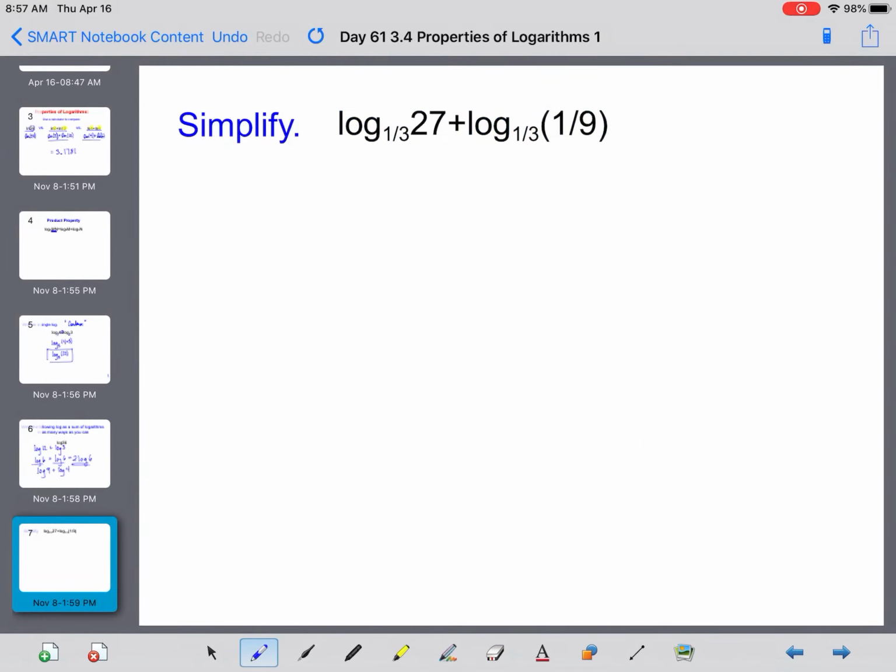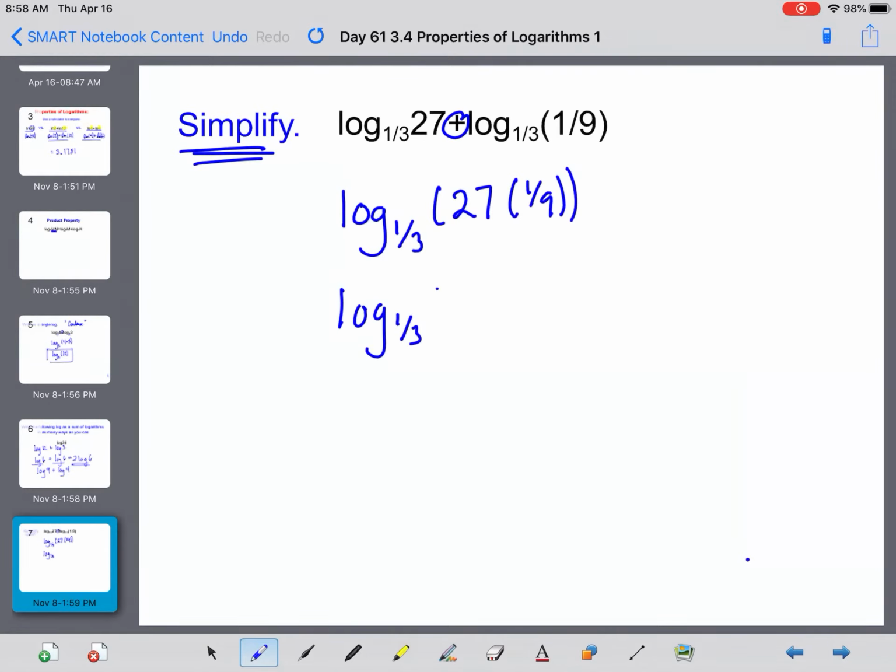All right, let's look at simplifying something that looks a little bit uglier. Log base 1/3 definitely isn't very pleasing to the eye, but let's see what happens when we simplify. Also note the directions say simplify, which means I'm probably going to get a nice numeric answer. So we have log base 1/3, and the plus sign means I take the 27 and multiply it by the other argument in the log, the 1/9. 27 times 1/9 gives me 3, so I'm left with log base 1/3 of 3.